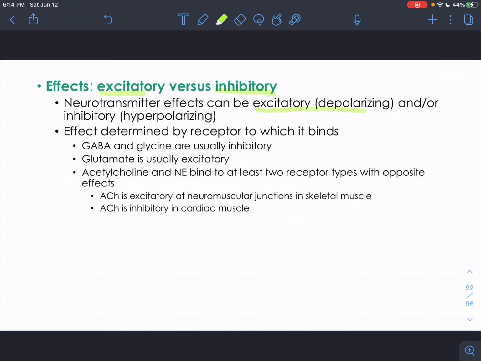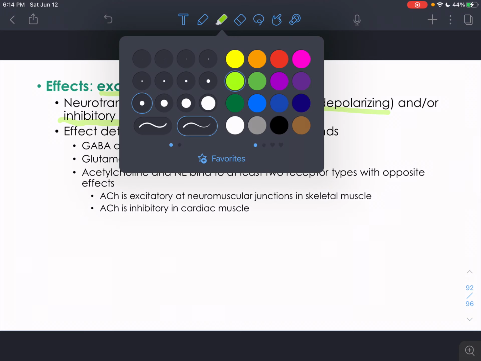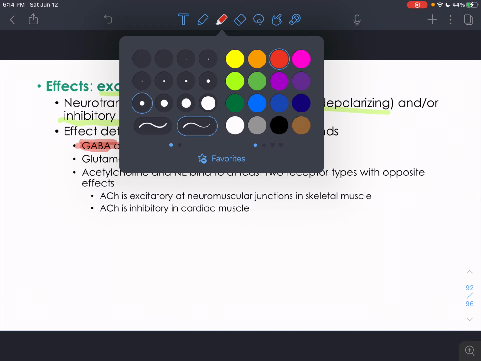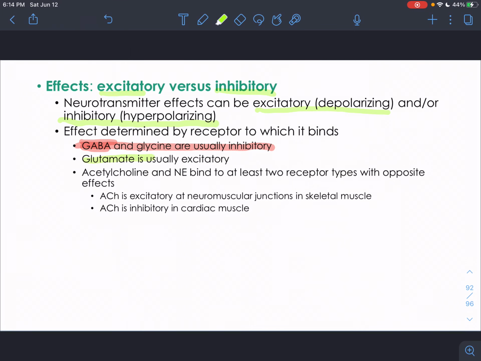Again, excitatory are going to depolarize the cell, get it closer to the threshold, make it more likely to fire an action potential. Inhibitory are the opposite, so it's going to hyperpolarize the cell, bring it further away from that threshold, make it more difficult to trigger an action potential. The main inhibitory ones are GABA and glycine. I'm going to emphasize GABA here. You're going to see GABA mostly being an inhibitory neurotransmitter. Your excitatory neurotransmitter, the main one we're going to see is glutamate.